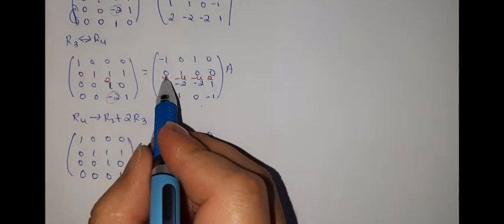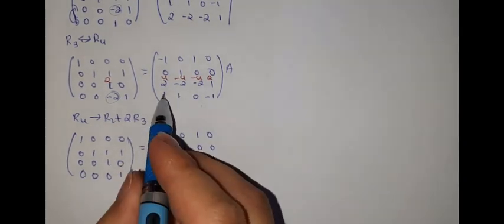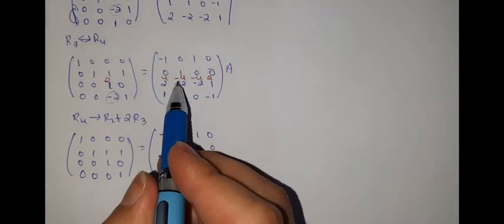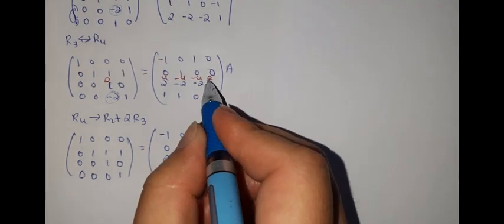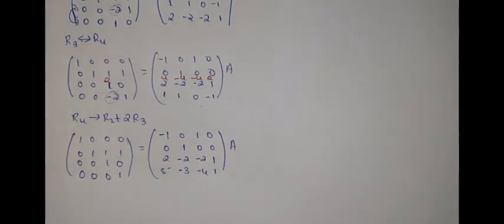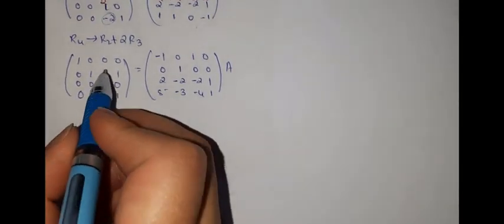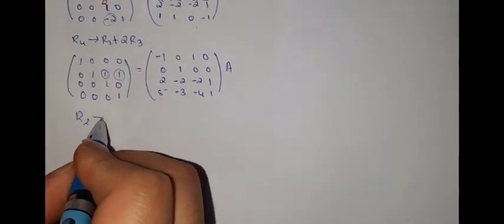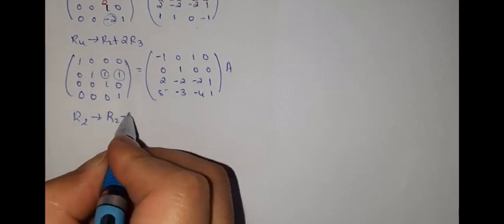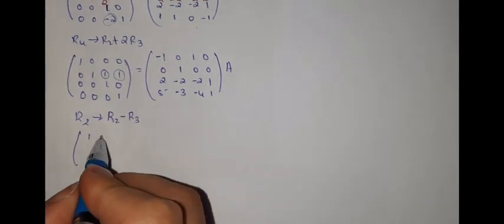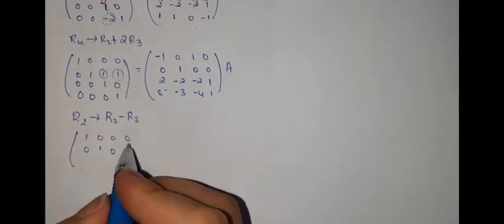Now R4 and R3, right? 1 minus 4, 1 plus 4 is 5, 1 minus 4 is minus 3, 0 minus 4 is minus 4, minus 1 plus 2 is 1. Okay, so we are almost done. Only 2 steps are required, that is we have to make this 0 0. R2 will undergo interchange, that is R2 minus R3, that gives me 0, which I want. 1 minus 1 is 0, 1 minus 0 is 1.